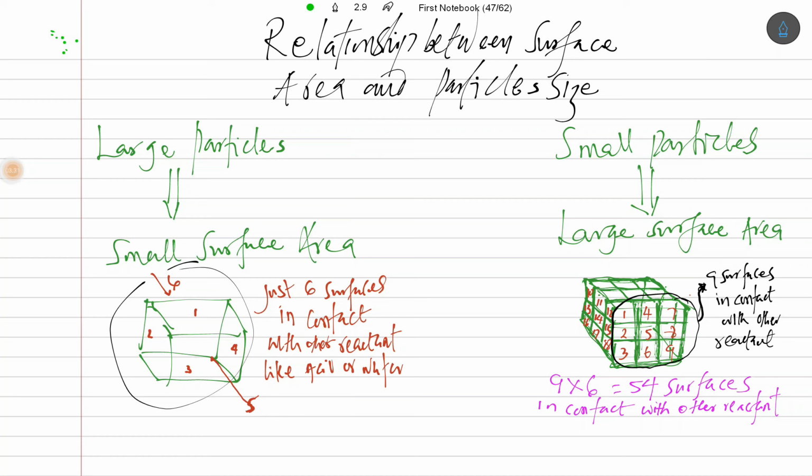And in these 9 pieces of the cube, a single piece has 6 surfaces in contact with other reactants. And so 9 multiplied by 6 will give 54 surfaces in contact with other reactants. So this means that the surface area of the cube has increased. This process will eventually cause this cube to react better with other reactants in a particular chemical reaction.